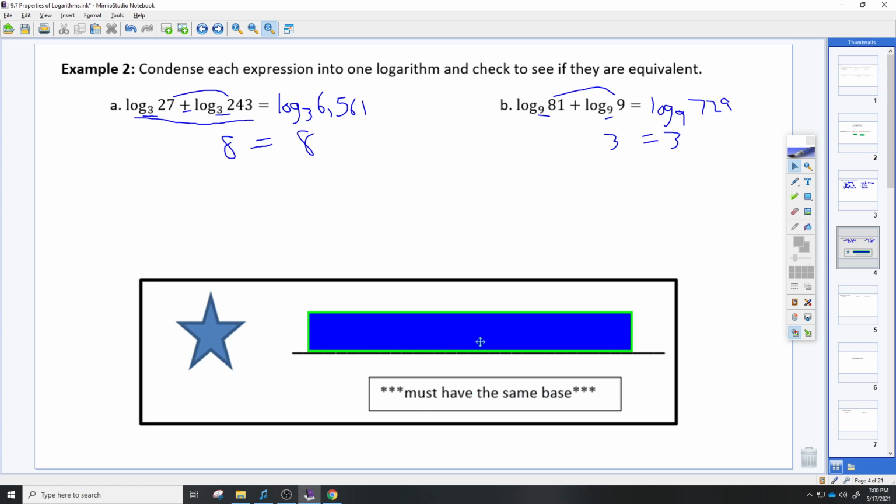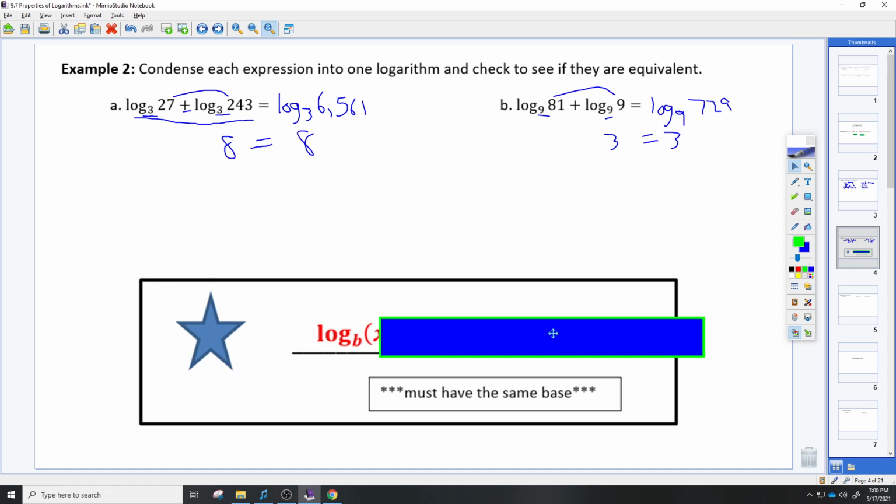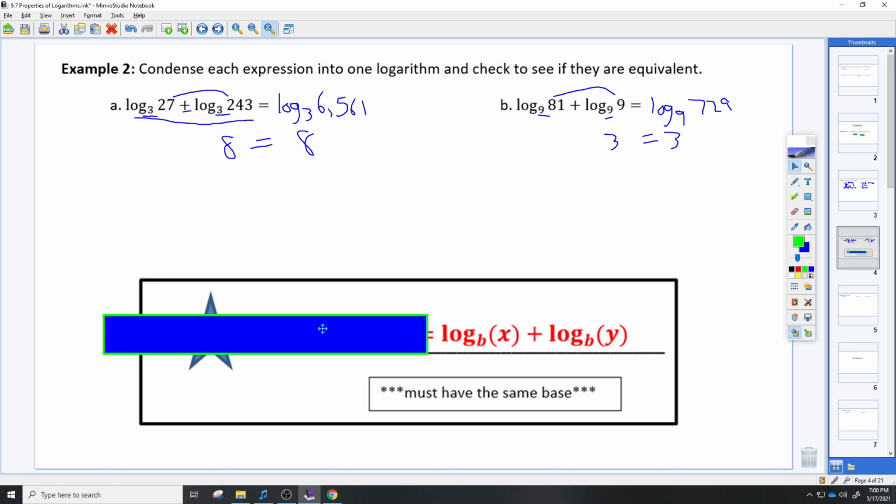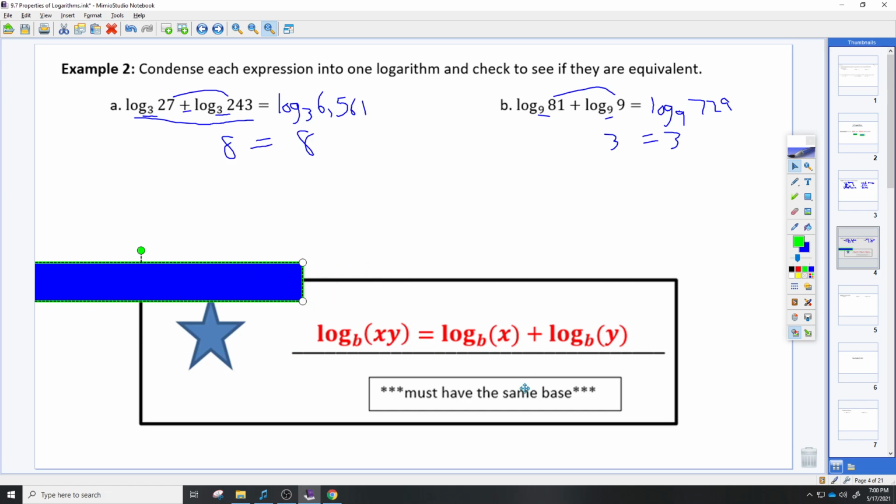Okay, so as long as they have the same base, this is the first property. If you have addition between two logs, as long as they have the same base, you can take the numbers beside them and multiply them together and make one logarithm. So you can go back and forth. Going this way, making it into one logarithm, is called condensing. And if you go the other way, this is called expanding.